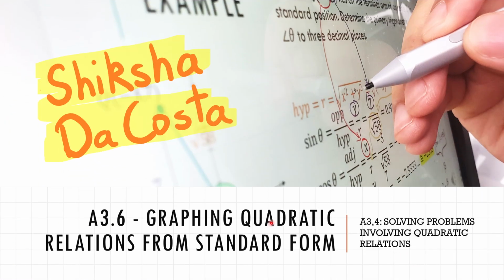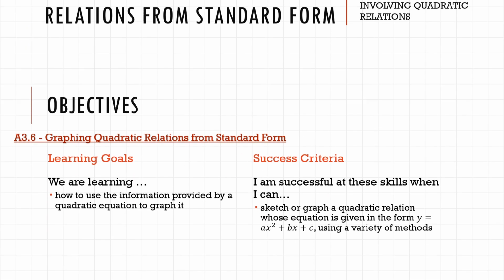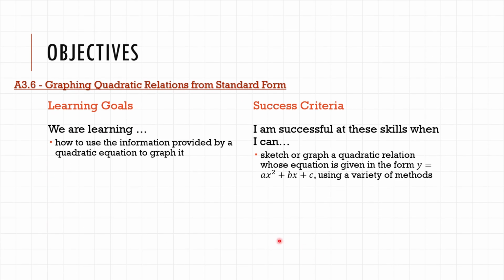Today we're going to learn how to graph a quadratic relation from standard form. Today we're going to look at how to use the information provided by a quadratic to graph it. And by the end of this, you should be able to sketch or graph a quadratic that's given to you in y equals ax squared plus bx plus c, which is called standard form.